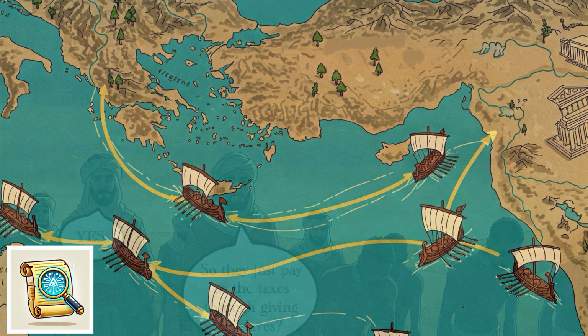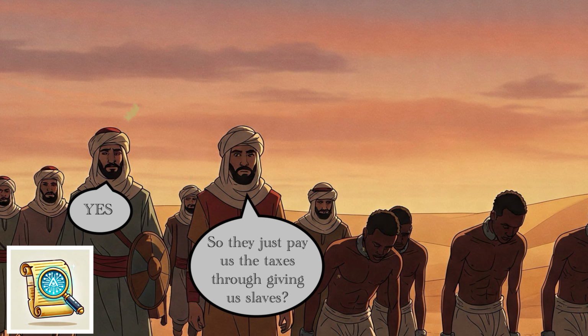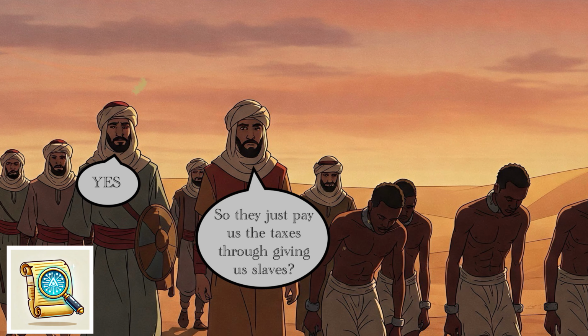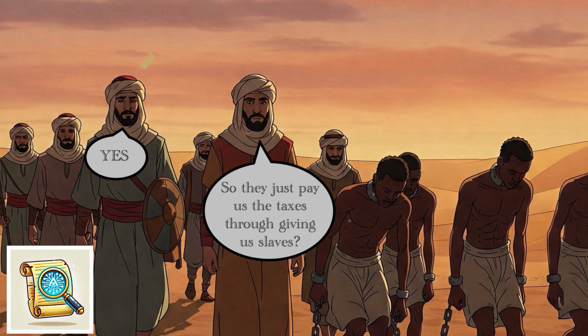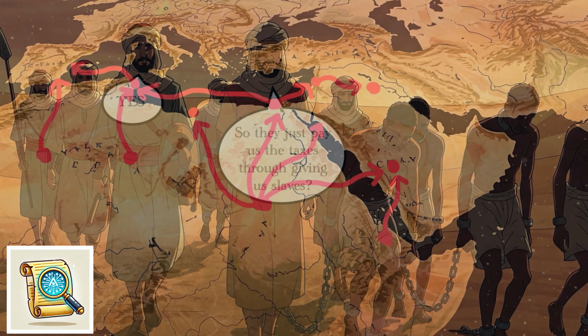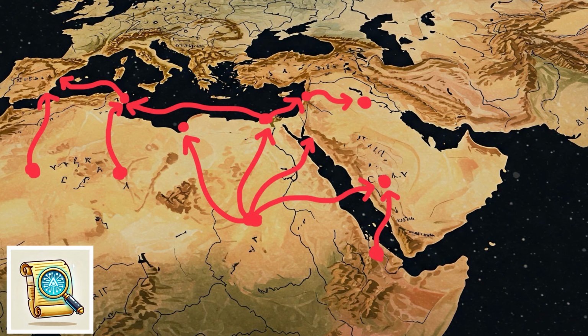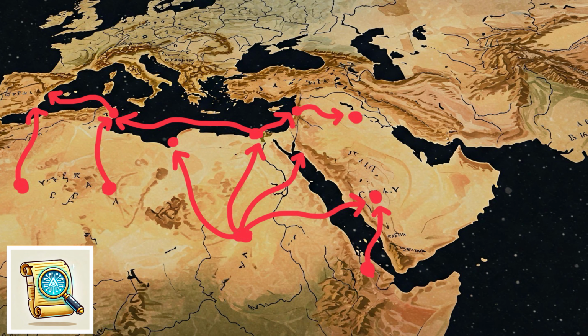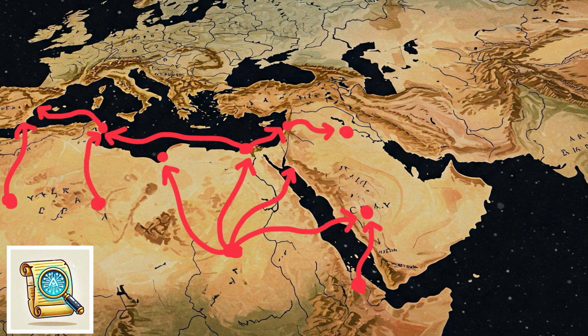Enslaved people were captured through raids, warfare, tribute systems, or purchased from local traders. The Arab slave trade wasn't just a regional phenomenon, it was part of a vast, interconnected global network of exploitation linked to the Indian Ocean, Mediterranean, and trans-Saharan trade routes.